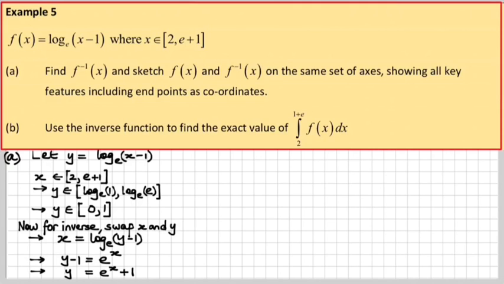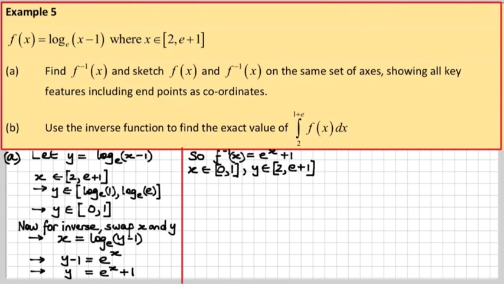Therefore y will be 1 plus e to the x, or e to the x plus 1. Now putting it back into the f notation, as we have to, we know that f to the minus 1 of x equals that. Now I'm just swapping the x's and the y's, the domain and the range. So what was the range of the original is the domain of the inverse, and what was the domain of the original is the range of the inverse.